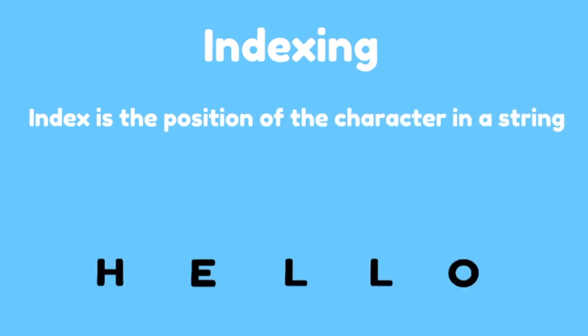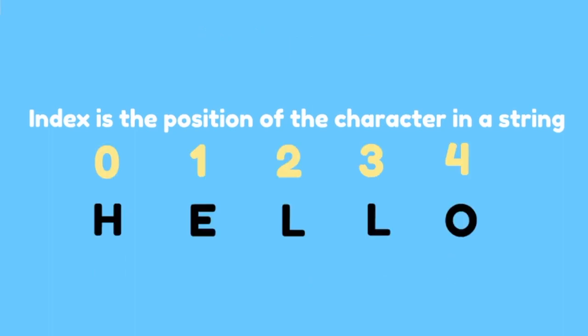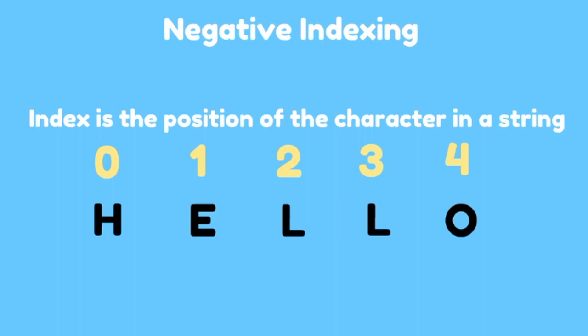Let's talk about indexing. Index is the position of the character in a string. For a string hello with 5 letters, the first character index starts with 0 and the last character index ends at 4. We can also have negative indexing. For the same string hello, the last character index starts with -1 and the first character index ends with -5.